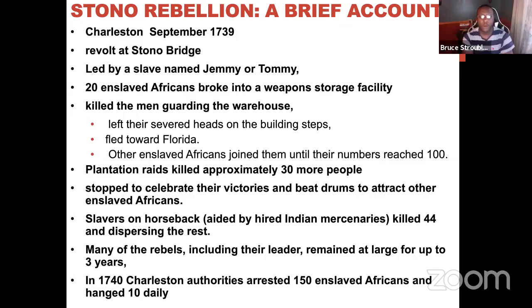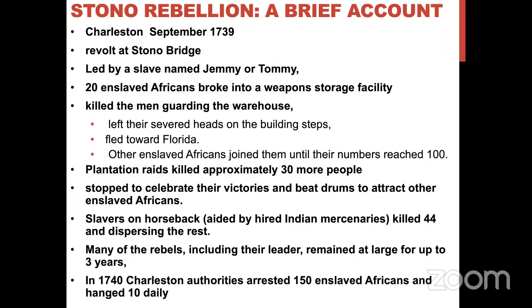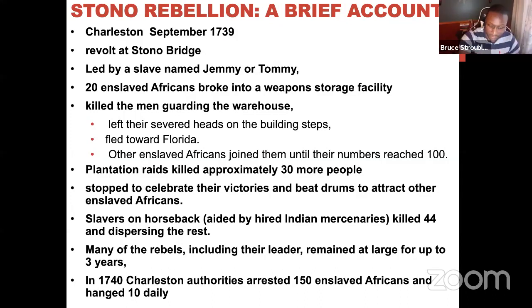So they killed 44 white... They killed, let me see, I'm sorry. They killed about 30 white people on different plantations trying to free people. And you're saying what about self-defense? Is it self-defense?